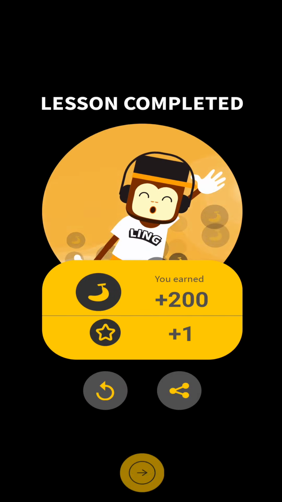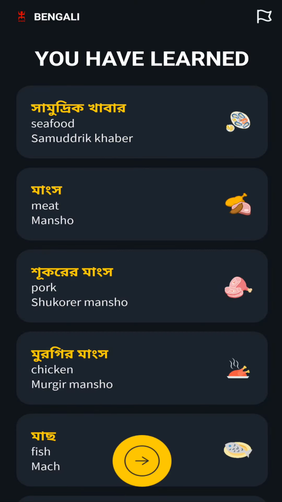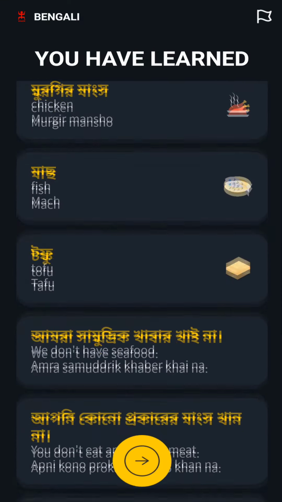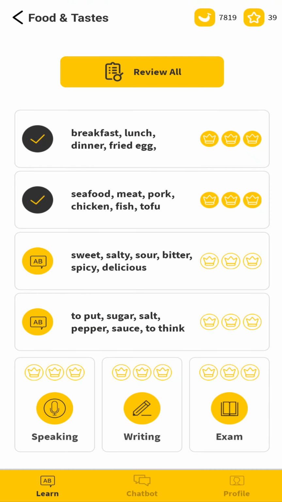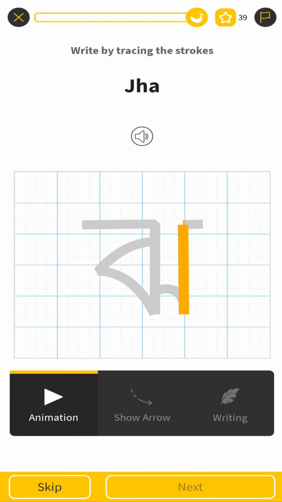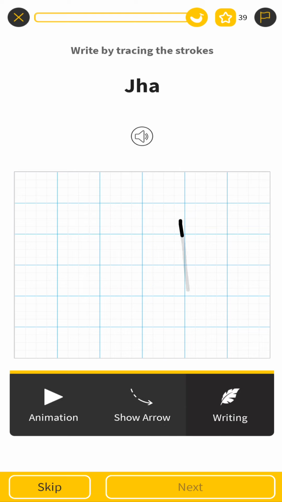Nice, lesson completed. And then it shows you the summary of what you've just learned, what you've gone over. And then that's it. Let's quickly do the writing exam because in theory I know how to write. But what I've noticed is that this teaches you how to write in a different way than I learned, as in what order to write in. And you have to do it in the order they say in order to pass. So it's more about just remembering what order they put.